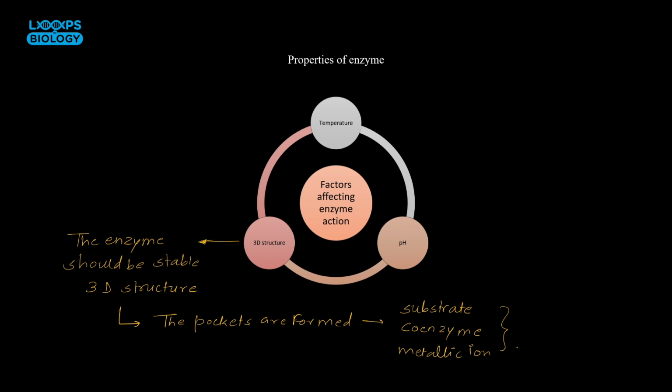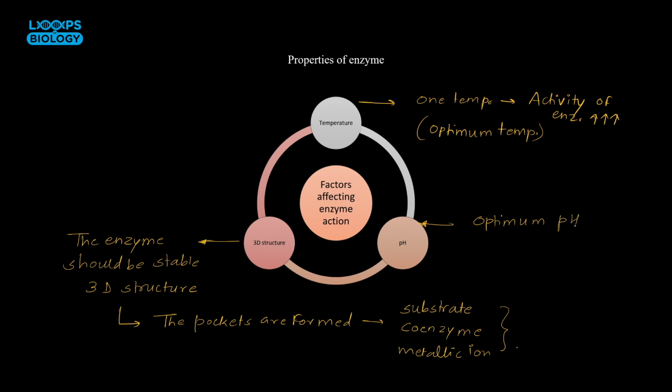As the temperature is increasing, at one temperature the activity of enzyme is maximum. That temperature is called the optimum temperature. We are going to see the effect of temperature and pH on the enzyme. Similarly for pH, there is a pH at which the enzymes are going to work at a maximum rate, that is called the optimum pH. These are basically changing according to the organism based on physiological condition.